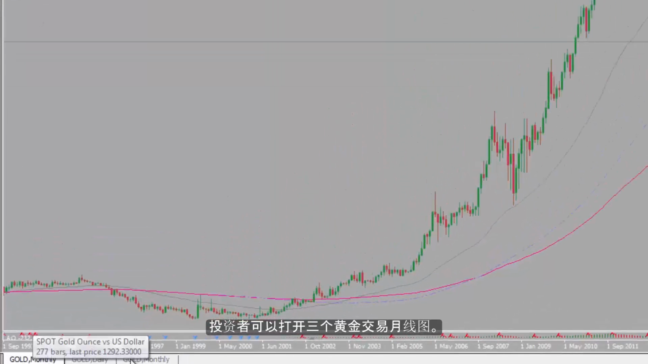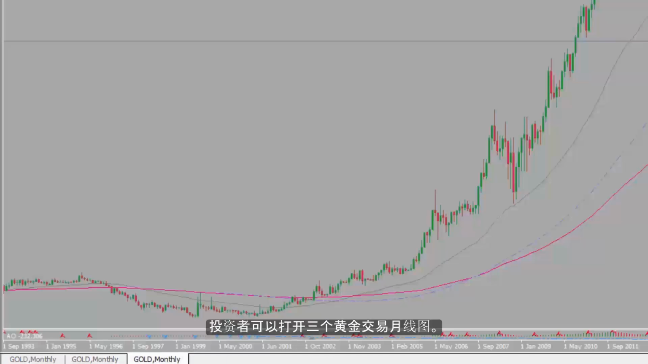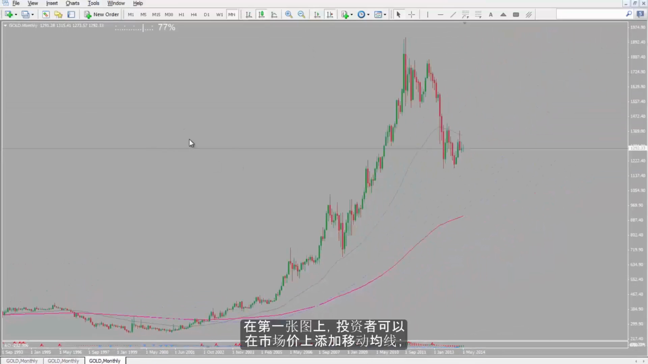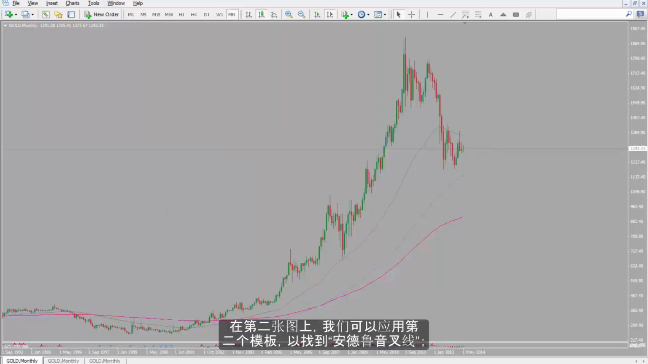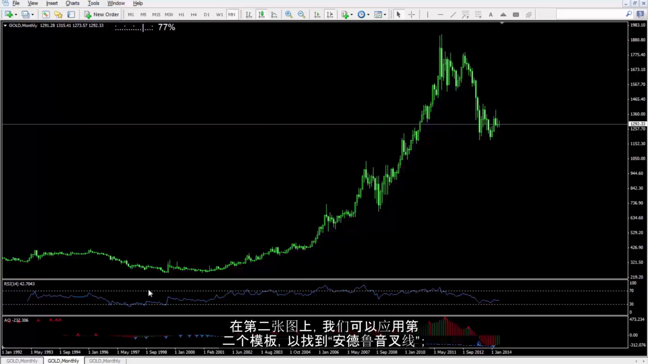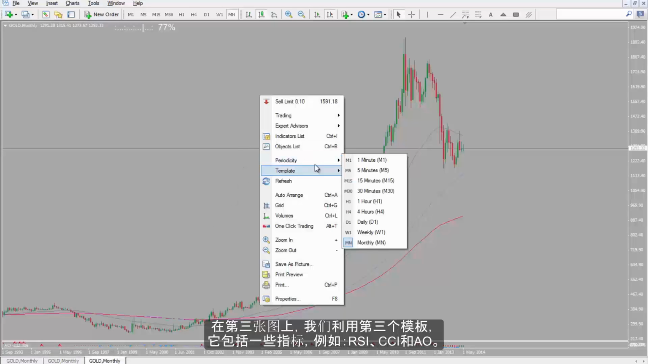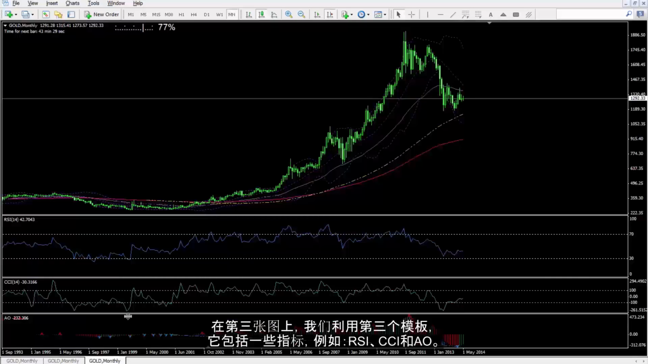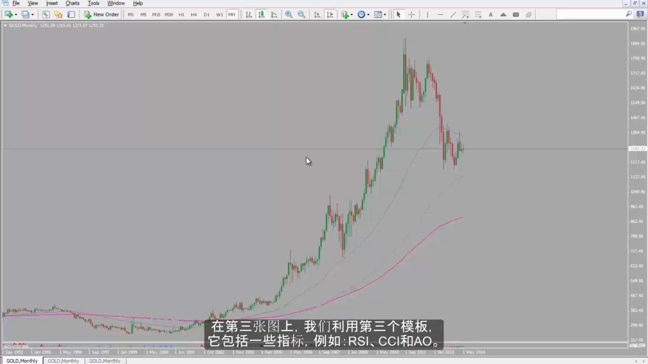A trader can place 3 charts of gold next to each other with a monthly time frame. On the first chart, a trader can attach a moving average to the market price. On the second chart, second templates can be applied so that it is set to detect Andrew's Pitchfork patterns. On the third chart, a third template is utilized that includes indicators such as RSI, CCI, and AO.